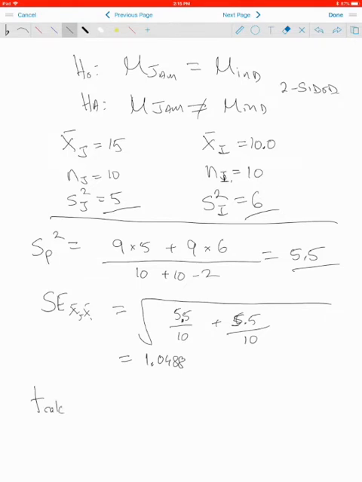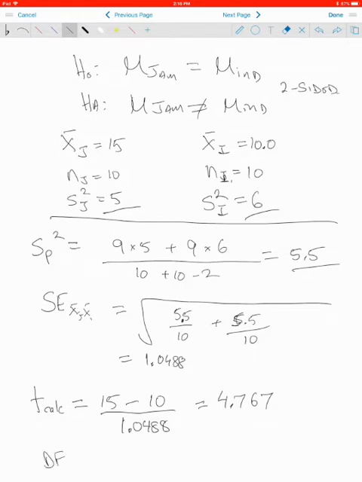So t-calc is given by the difference in means, so in this case it's 15 minus 10, so from the Jamaican mean size of a mongoose, I'm subtracting the Indian. You can subtract it either way, it doesn't matter. I happen to like positive numbers, so I'll subtract it in the positive direction. And then divide by the standard error of the difference in means, 1.0488. And if you do that, you get 4.767 as the test statistic.